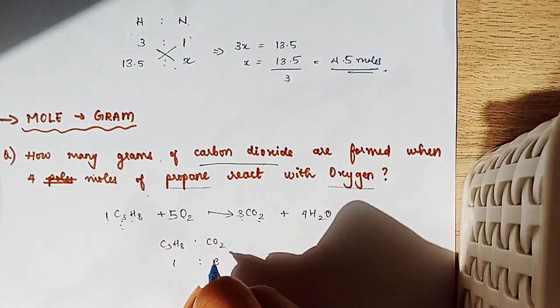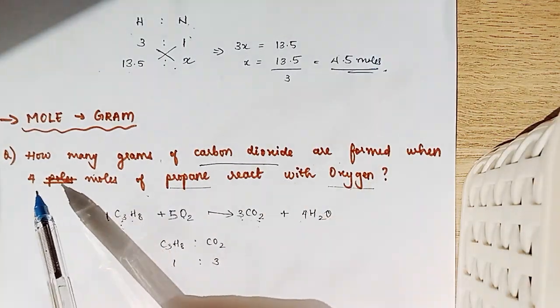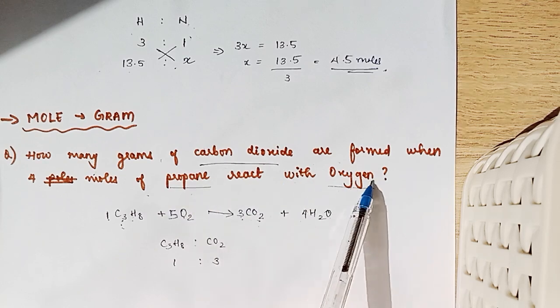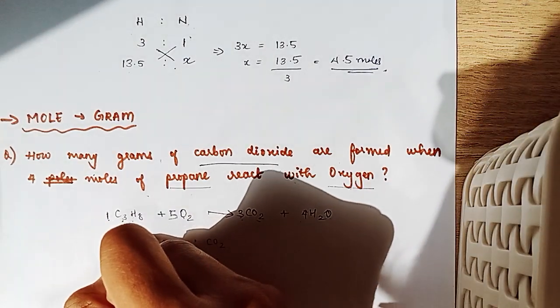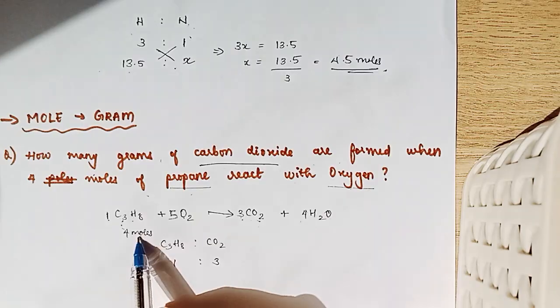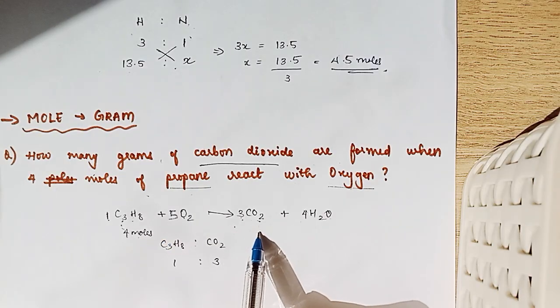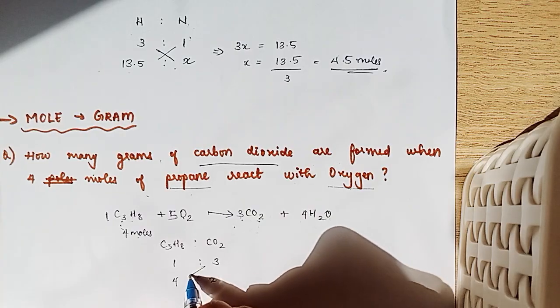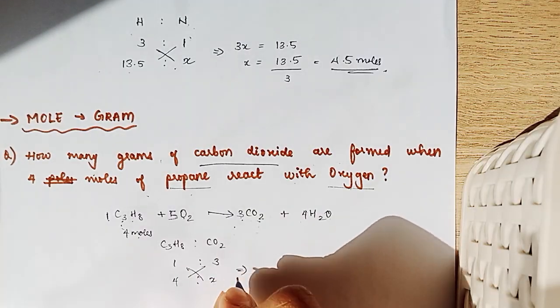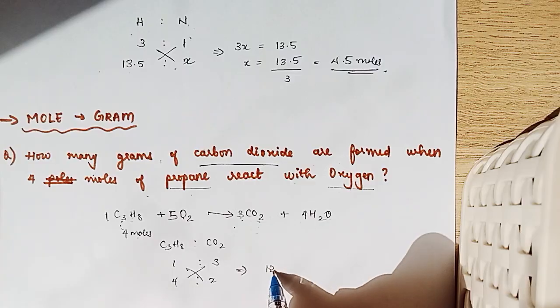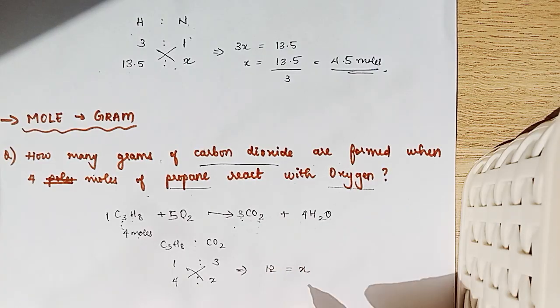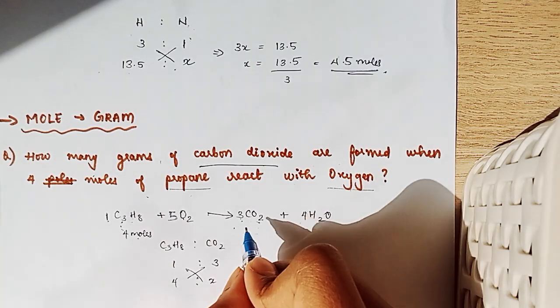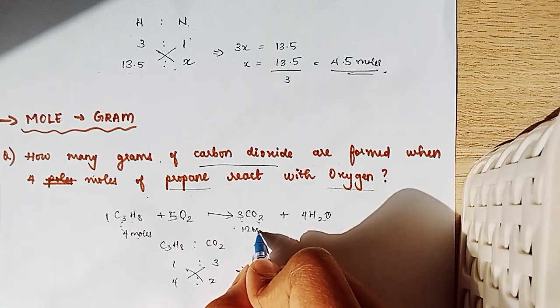3. Then in the question it is given 4 moles of propane react with oxygen. So write that down, 4 moles. So again 4, and then the ratio is x. We need to find x. 4 is to x. Again cross multiply and we'll get 12 is equal to x. So 12 moles of carbon dioxide is formed.